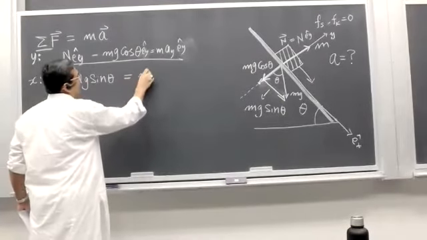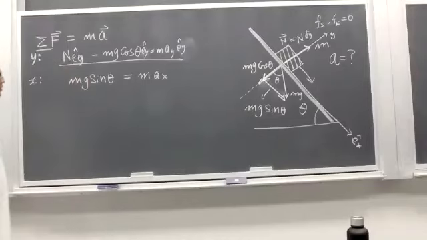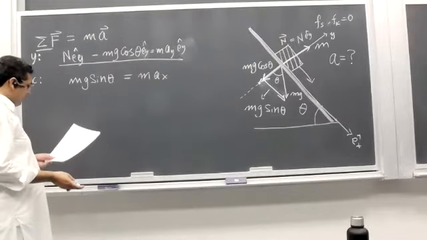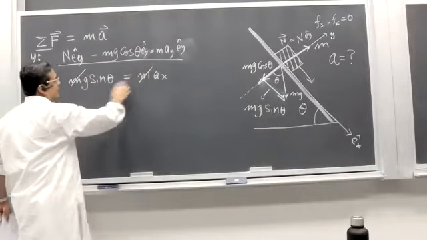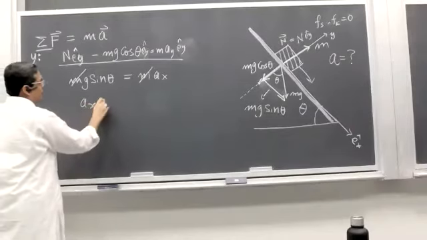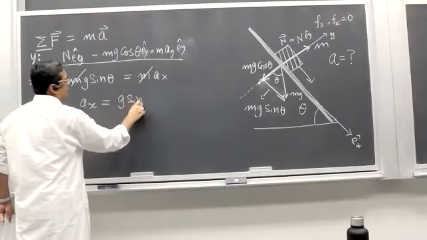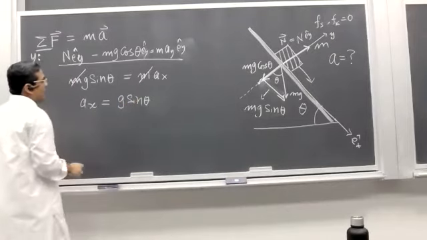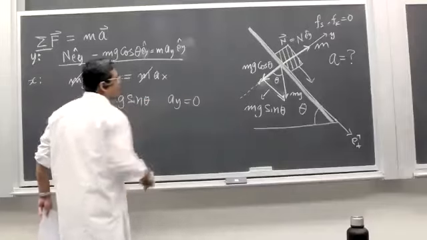Equals m a_x. And now you can just cancel m on both sides. Okay. And we have found the acceleration of the object. a_x is equal to g sine theta, and a_y is 0.